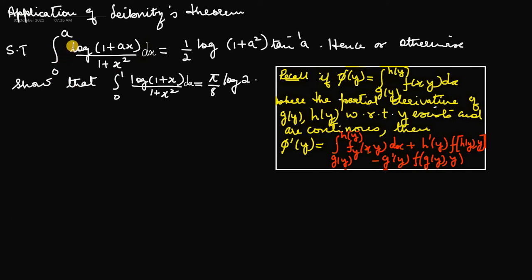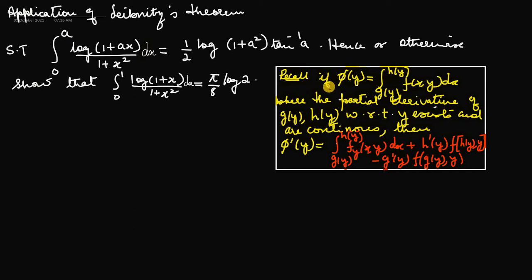In this video, I'm going to solve this problem: integral 0 to a of log of (1 plus ax) by (1 plus x squared) dx equals half of log of (1 plus a squared) tan inverse of a. Then on replacing a by 1, you get integral 0 to 1 of log of (1 plus x) by (1 plus x squared) dx is equal to 5 by 8 log 2. Here a will be a parameter. So note down here that a will act as a parameter.